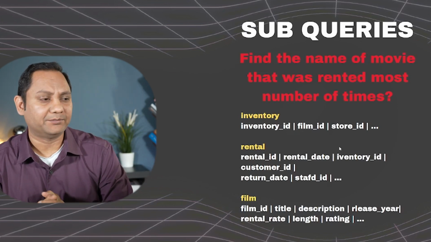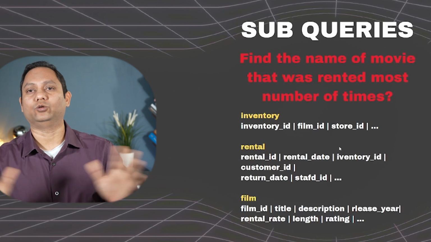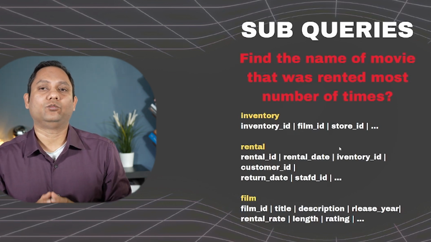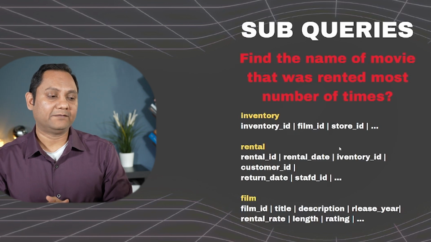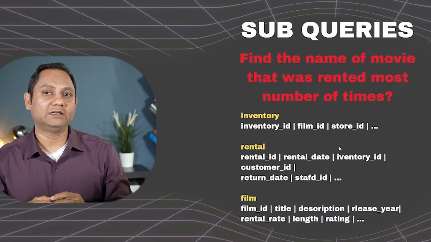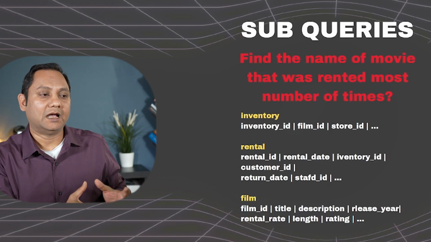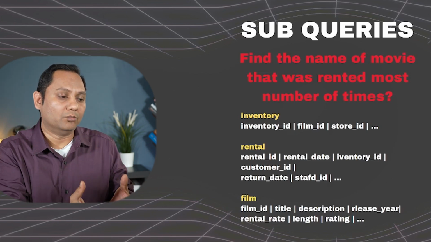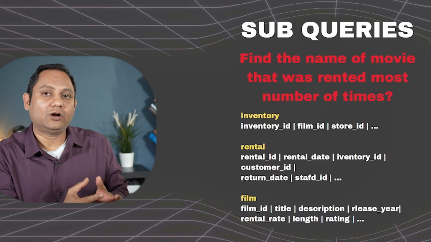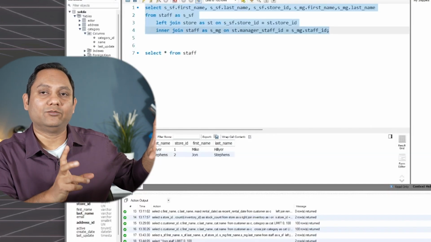So let's do an example. We wanted to find the name of the movie that was rented most. So we want the name of the most popularly rented movie. How would you find it? First we need to find the movie that is most popular. That is one part of the ask. I can find my most popular movie, and then I can go to the film table and find the name of that movie.